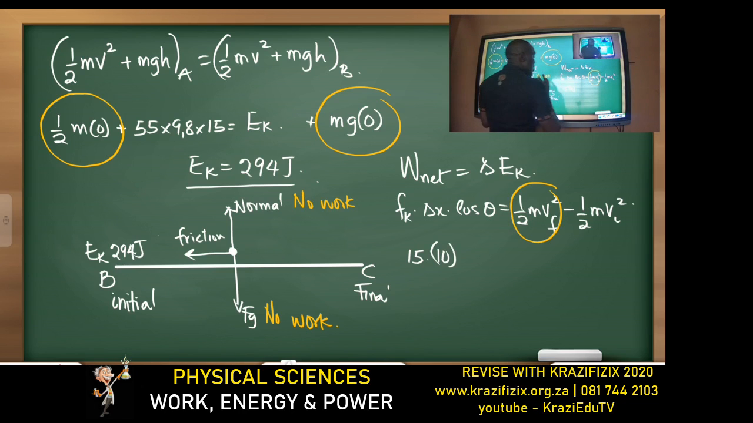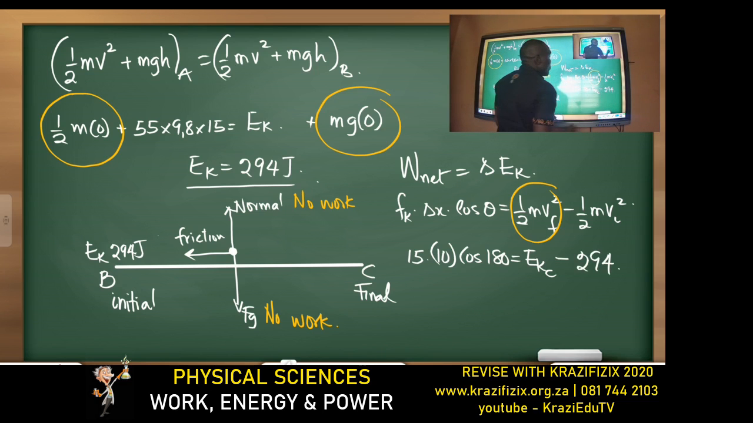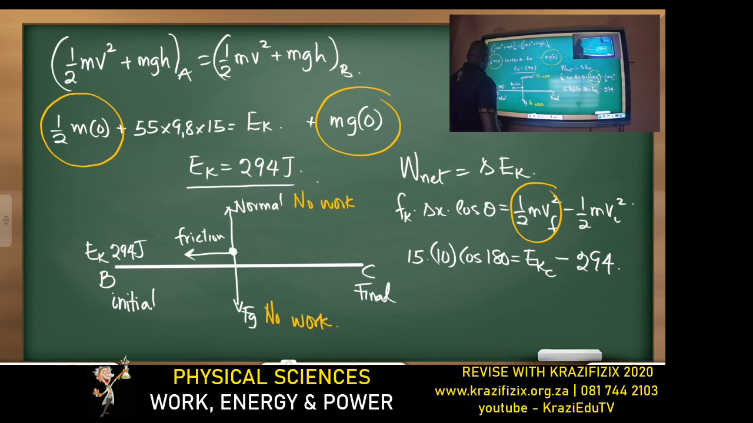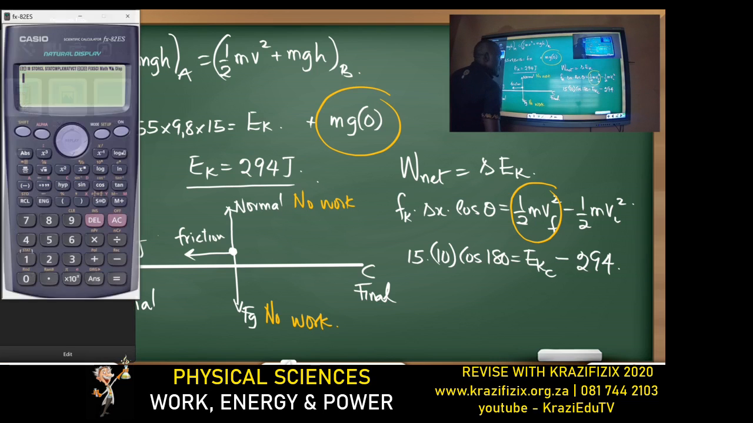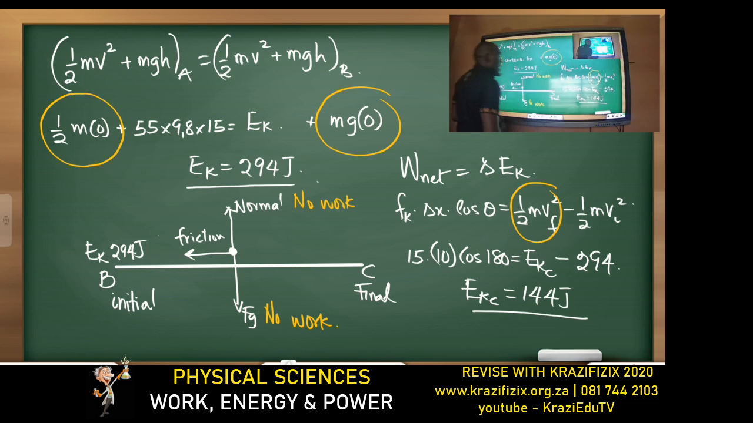I told you earlier on that if it's friction, it's always cos what? 180. Now this is EK at point C. Is that fine? That's my final. All right. Minus, what's the kinetic energy here? 294. Can I throw the 294 over? What will be my answer? All right, so it is 15 times 10 cos 180. All right, close the bracket. Now if I bring that over there, it becomes positive, plus 294, and that will give me 144 joules. So EKC is 144 joules of energy.